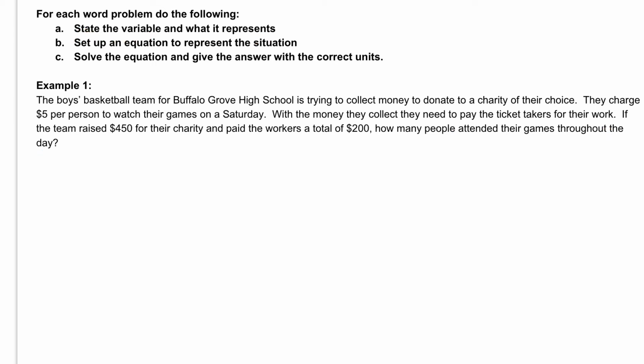The first thing we need to do is set up a variable and what it represents. So in letter A, to find our variable, it's usually at the end. Here it says how many people. That's a question. When we do our variable, we want it to be a statement. So we need to change how many to make a statement. So if we're looking for the how many people, that would be the number of people. So let's use P. And we'll let P equal the number of people attending the games.